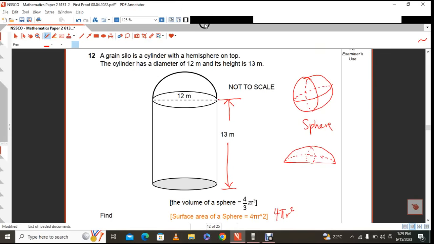So if you have to find the total surface area of a hemisphere, you have to take that formula and divide it by 2. Similarly, if you are working with volume and you have to take the volume of a sphere and divide it by 2 because we are now working with nothing but a hemisphere, okay? Very important that you remember that. So the surface area of the sphere wasn't given, and I've included it over there.